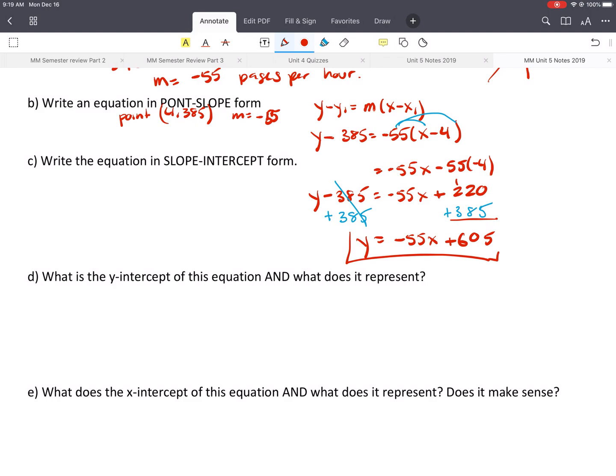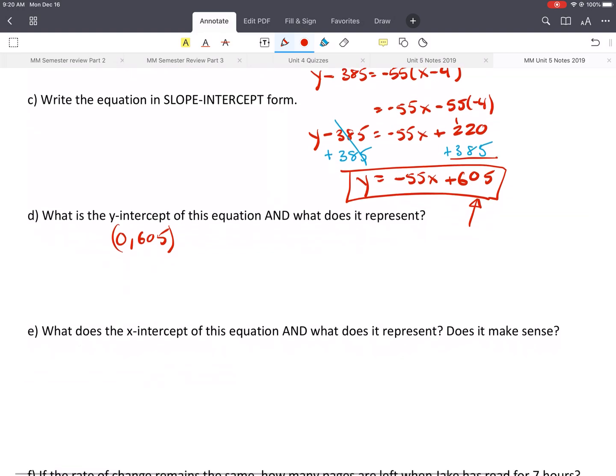Okay, y equals mx plus b. Okay, y-intercept, what is the y-intercept? Well, if we have our slope-intercept, this is our y-intercept. So it would be (0, 605). And what does that represent? Well, you could say something like at time equals 0, he has 605 pages left to read, or you could say initially Jack has 605 pages to read, or something like that, okay?